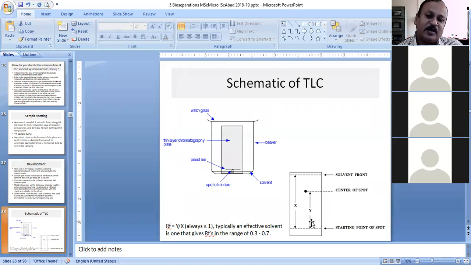So this is very important, the center of the spot. That actually means that the spot you get is roughly spherical, that is, a circular spot. If it is not a circular spot, then obviously your calculation will not be correct.